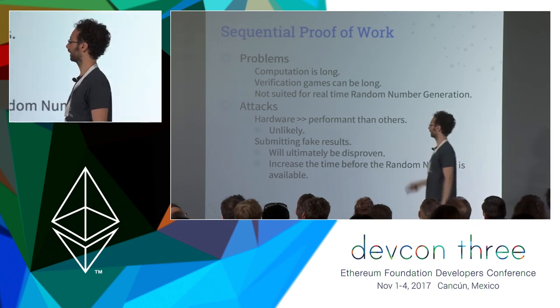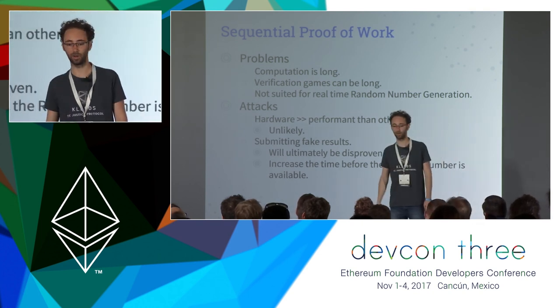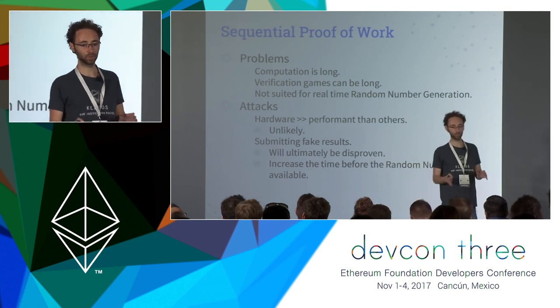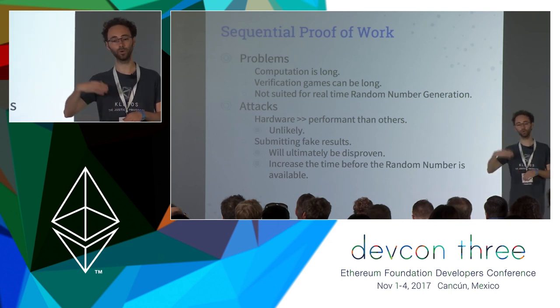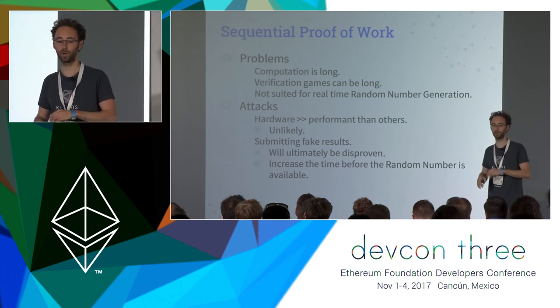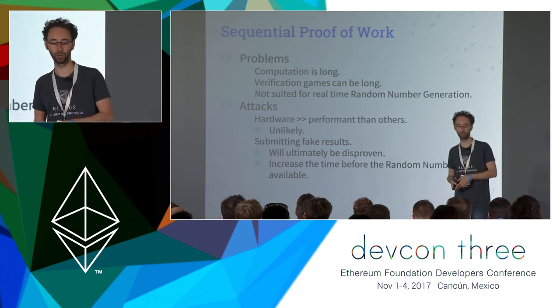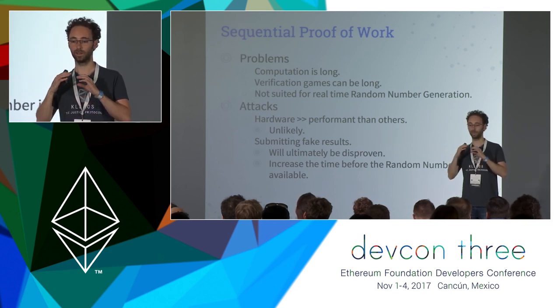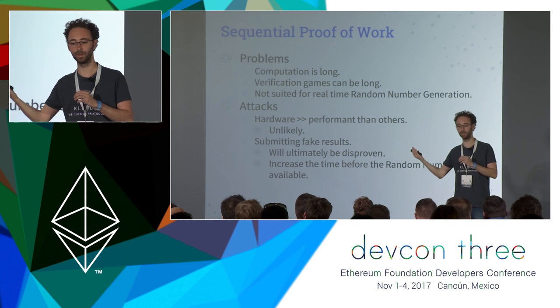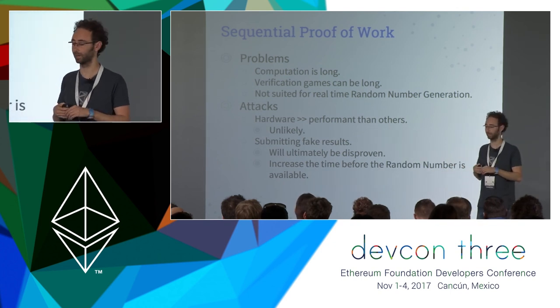There is still another kind of attack, which will be on hardware. If you manage to get hardware able to compute hashes orders of magnitude faster than the hardware of others, you could compute it super fast and know what the number will be, and this way do a block hash attack.